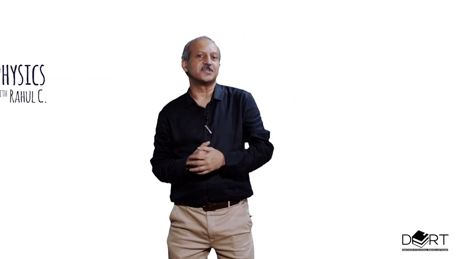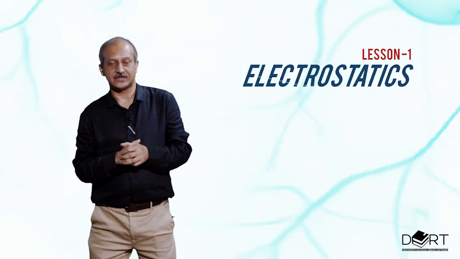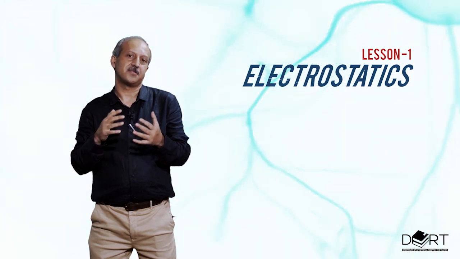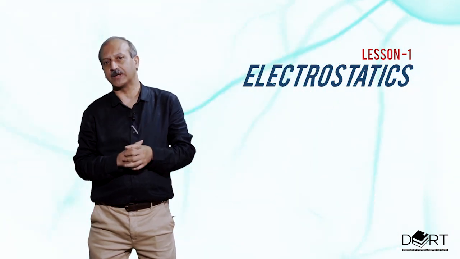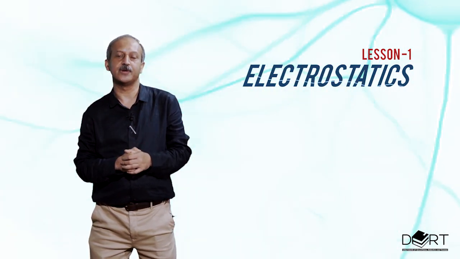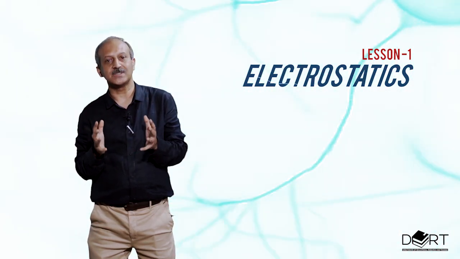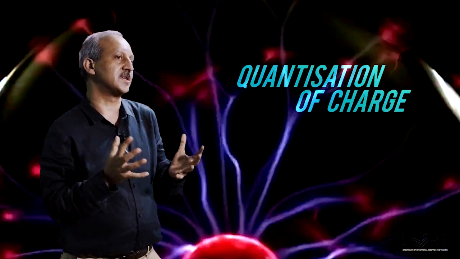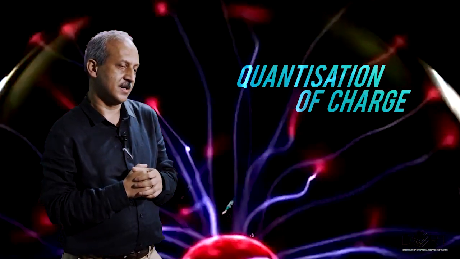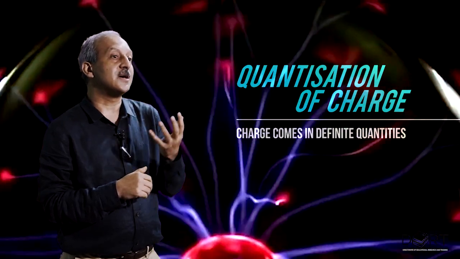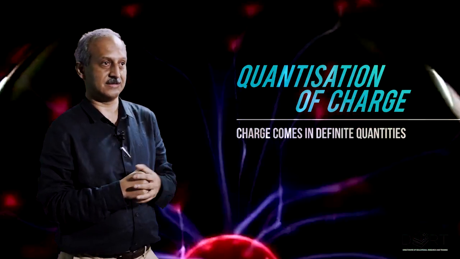Our first unit in physics is on electrostatics, and the first conceptual topic that we come across when we look at Unit 1, electrostatics, is this idea of quantization of charge. What do we really mean by quantization of charge? That charge comes in definite quantities.